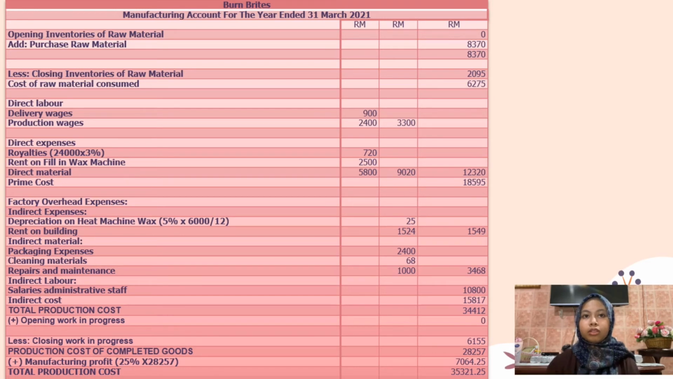In our factory overhead expenses, we have indirect expenses, indirect material, indirect labor, and indirect costs. For indirect expenses, we have depreciation on heat machine wax and rent on building. For indirect material, we have packaging expenses, cleaning materials, repair and maintenance. And in our indirect labor, we have salary, administrative staff. We total these, and then we get our total production cost.